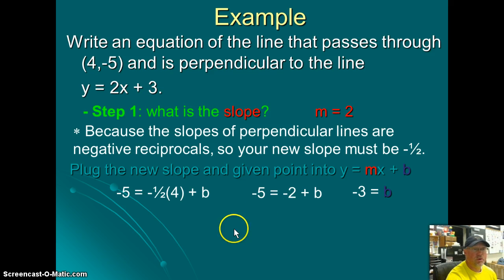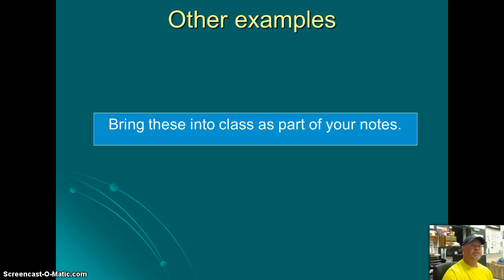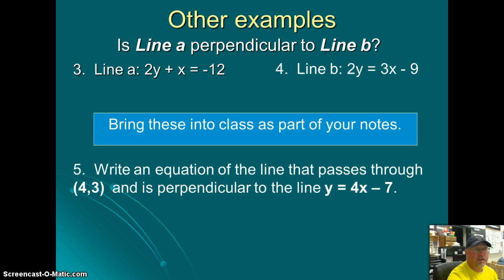Once we do that, we know what our slope is, that's -1/2. And now we know what b is, -3. So our new equation comes out to be y equals -1/2 x minus 3. So it's just keeping things straight and in order of which lines you are working with, parallel or perpendicular, to get you those numbers. These examples, again, I want you to bring into class as a part of your notes. So here's your first example: is line A perpendicular to line B? And then our last one: write an equation of the line that passes through (4, 3) and is perpendicular to the line y equals 4x minus 7. Again, just keeping things straight will make this a lot easier as you go through it.